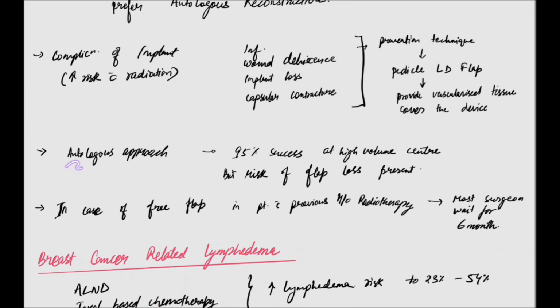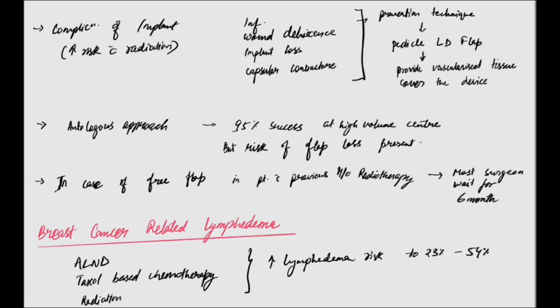We can confirm that with the autologous approaches there is 95% success at the high volume centers, but still there is risk of flap loss which has to be explained to the patient properly. Moreover, in case of a free flap which is being planned in a patient with previous history of radiotherapy, we have to wait for at least 6 months. Then only we can proceed with the free flap surgery for reconstruction.